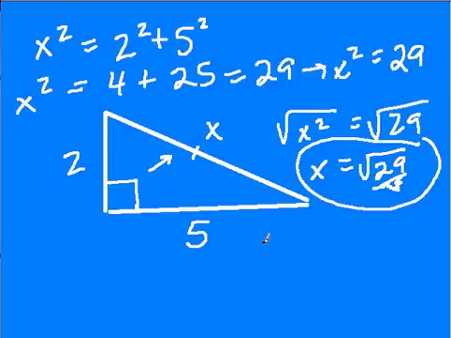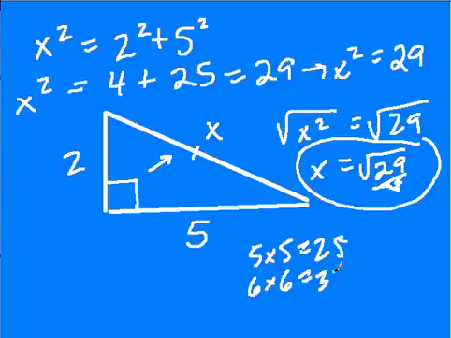If not, we could start estimating by saying, well, 5 times 5 is 25, so the square root of 29 has to be above that, and it's definitely below 6, because 6 times 6 is larger than 29. So it's between these two, it's 5 point something.